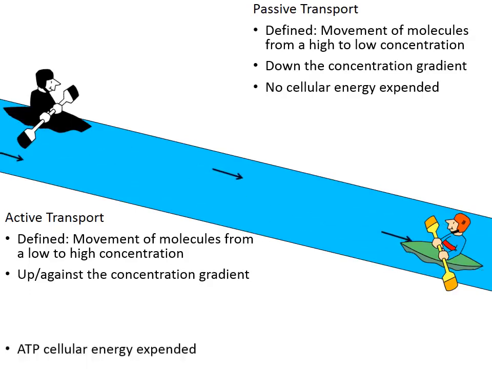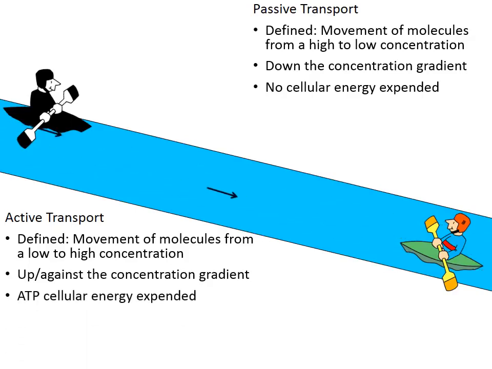Passive transport requires no cellular energy, no ATP. But during active transport, cells must spend ATP, the energy of the cell, in order to perform active transport.